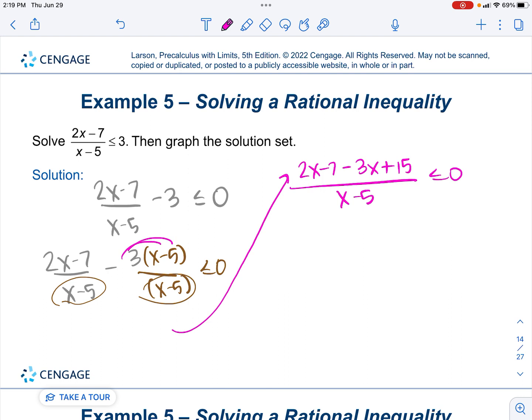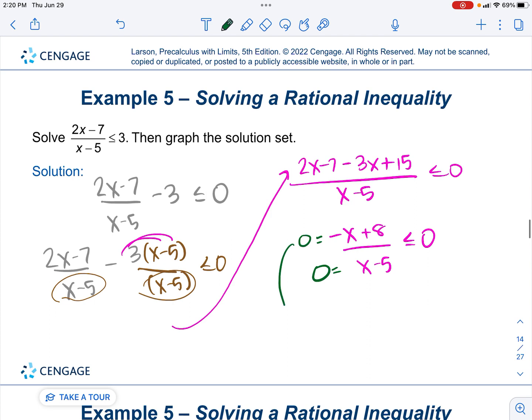And if I combine like terms, I get negative x plus 8 over x minus 5 is less than or equal to 0. Okay, so I got it down to one rational expression with 0 on the right. Now I want to look for my key numbers, I call them. In calculus, we call them critical numbers. They are numbers where interesting things might happen. And so when you're looking for key numbers, it's where you have a 0, which would be the top equals 0, or where it's undefined. That would be where the bottom equals 0.